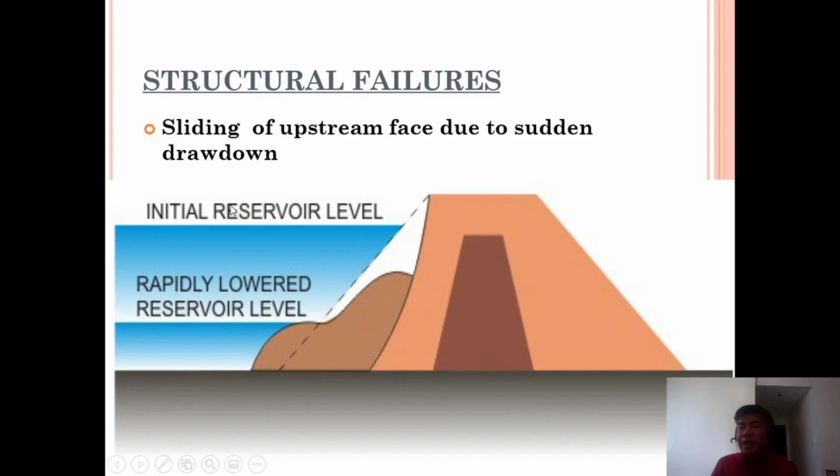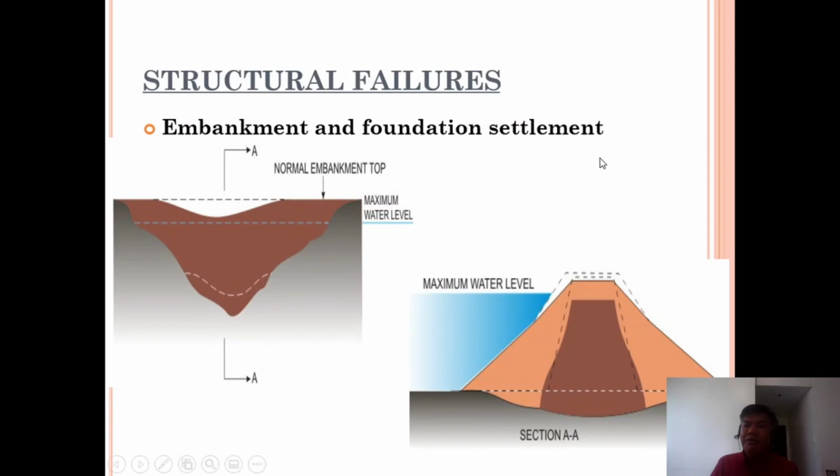Especially if it is a rapid drawdown, it can cause the sliding of the upstream phase, because these areas already maintained their slope and stability because of the pressure of the water. But when this water is eliminated and goes to a lower level, this could lead to sliding. Then, of course, foundation settlement.